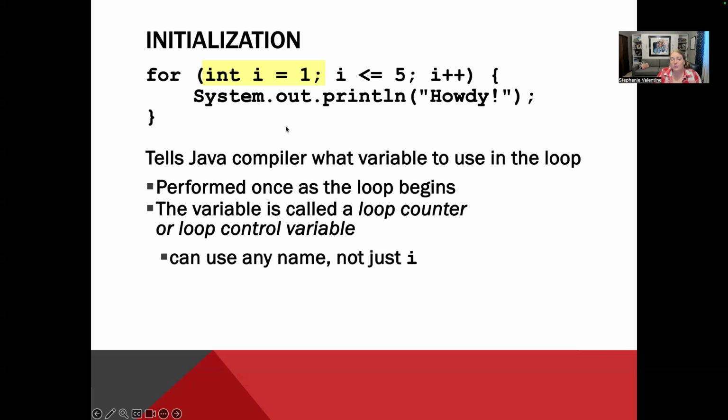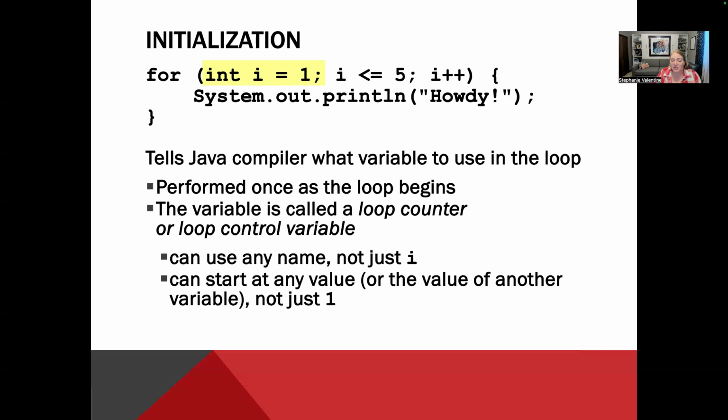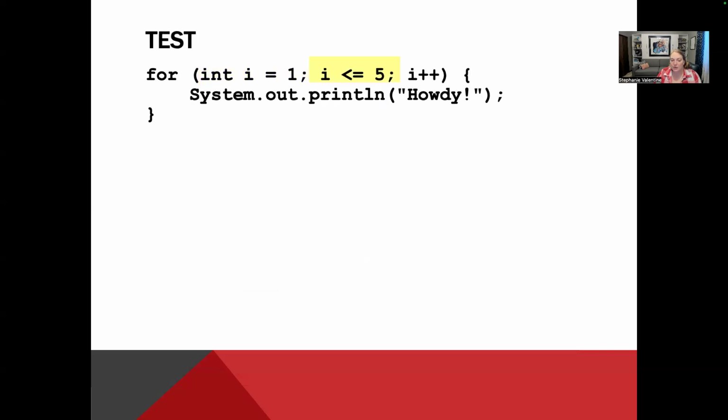You can use any name, not just I. I is fairly standard, but sometimes it's helpful to give it a longer variable name to better explain what I means. If you're going to be using the variable a lot, giving it a clearer name is ideal. You can start at any value or the value of another variable. It can be an expression. So long as you have the creation of a variable name, an equal sign, and some value, that's all that is necessary. It doesn't have to be 1. It is often 0 instead of 1, but it could start anywhere.